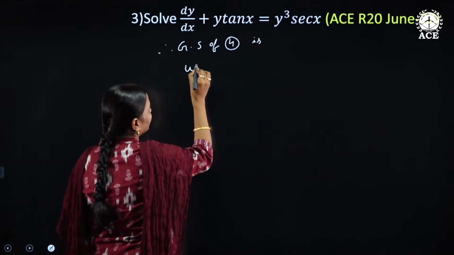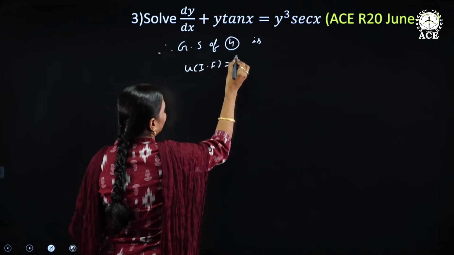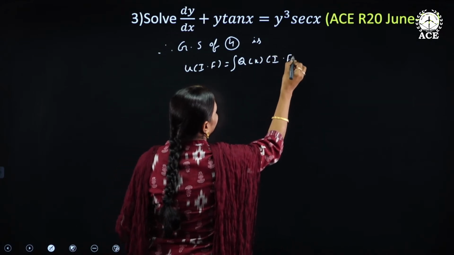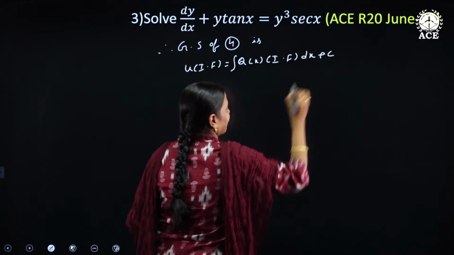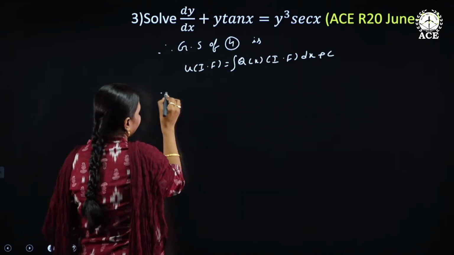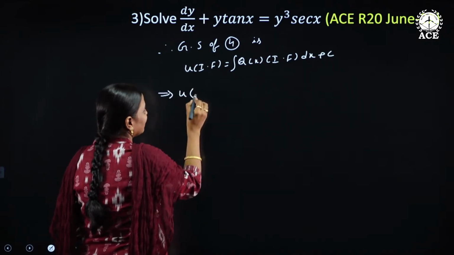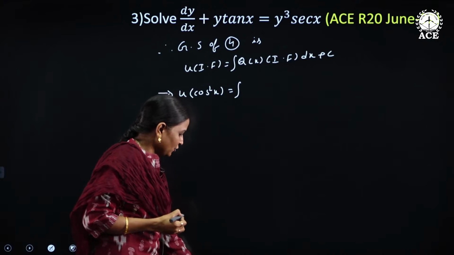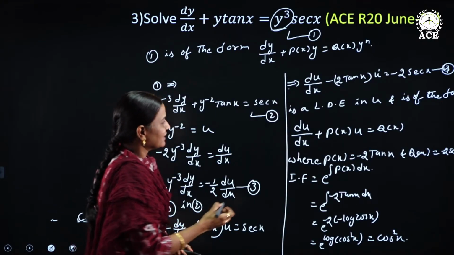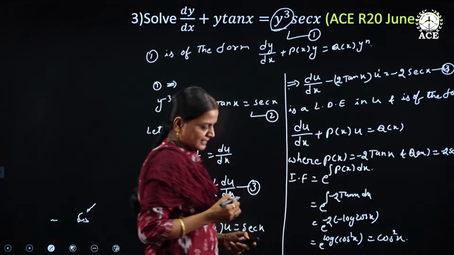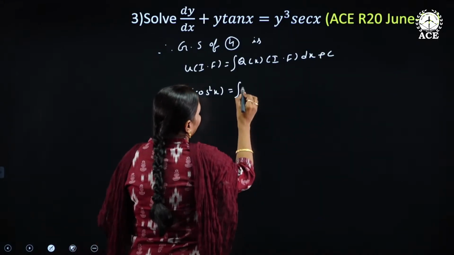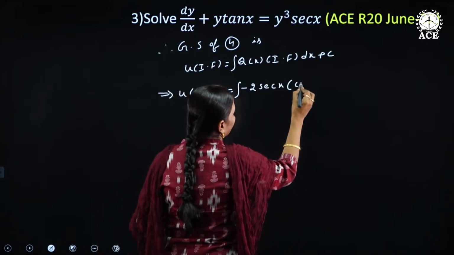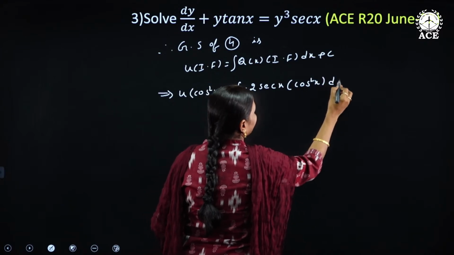u into integrating factor is equal to integration of q of x into integrating factor into dx plus c. Next, substitute the integrating factor here: u into, what is the integrating factor? Cos square x is equal to integration of, what is q of x? q of x is here minus 2 into secant x. So that is minus 2 into secant x, and what is the integrating factor? Cos square x into dx plus c.